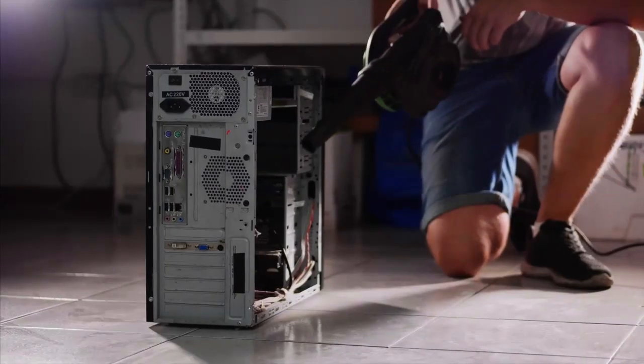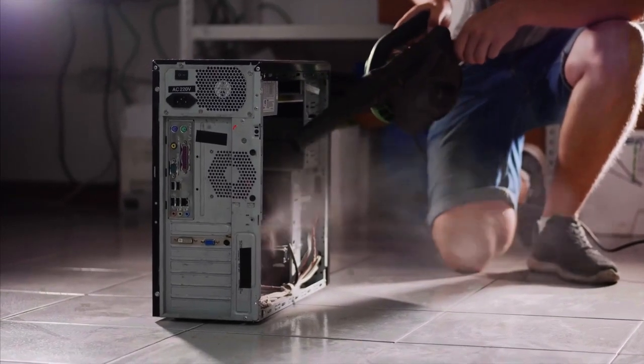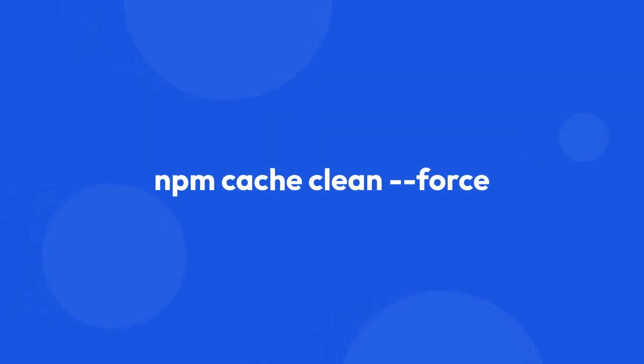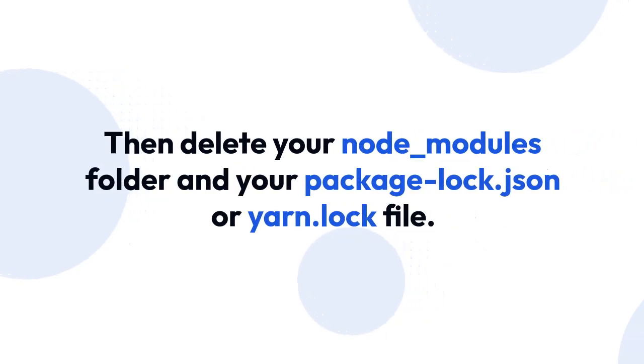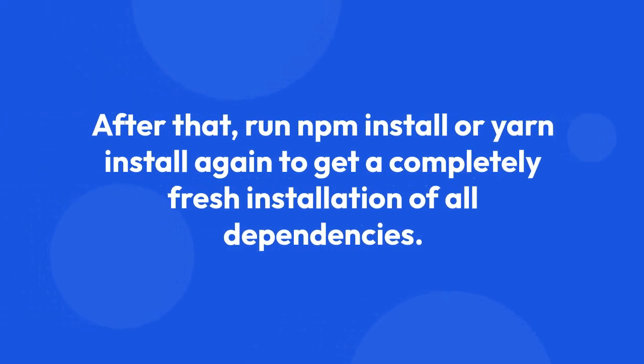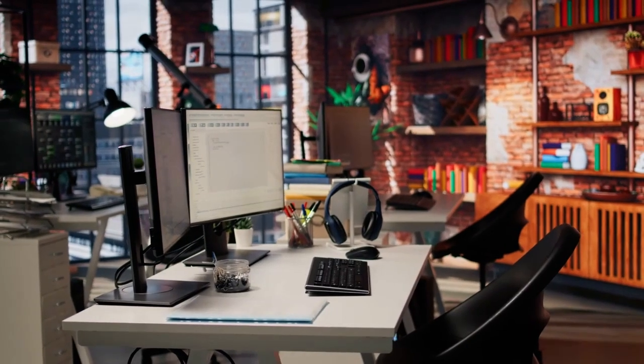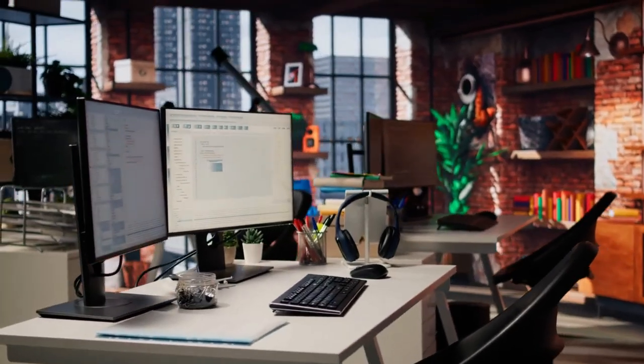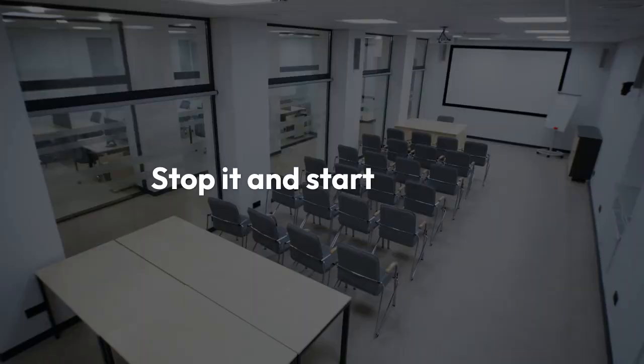Sometimes, old cached files can cause persistent issues. Try clearing your npm or yarn cache. For npm, use npm cache clean --force. Then, delete your node_modules folder and your package-lock.json or yarn.lock file. After that, run npm install or yarn install again to get a completely fresh installation of all dependencies. It might seem too simple, but often, just restarting your development server can resolve transient build issues. Stop it and start it again.